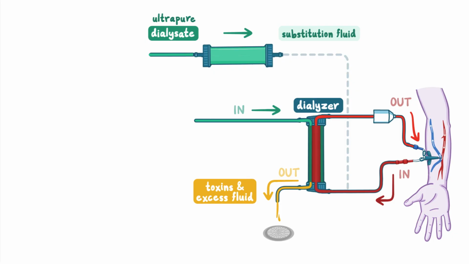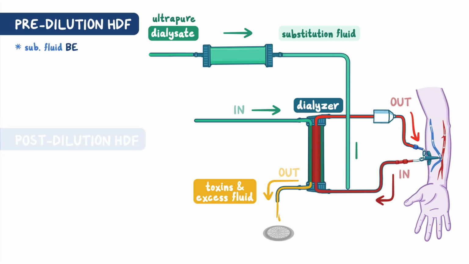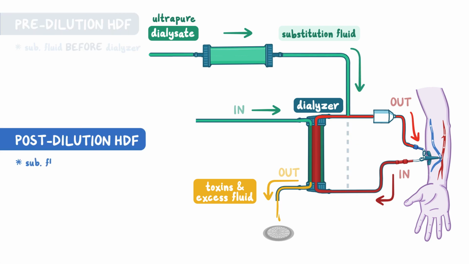Commonly used HDF treatment modalities include pre-dilution and post-dilution HDF. During pre-dilution, substitution fluid is administered before the dialyzer. Meanwhile, in post-dilution, the fluid is administered after the dialyzer.